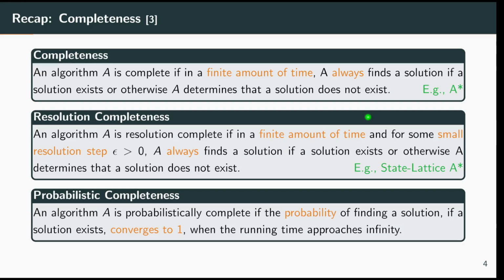So what's an example for probabilistic completeness? Exactly. So this one is RRT. Okay, and of course they're all related, but depending on whether you're in discrete space or continuous space, there's a slightly different variance.